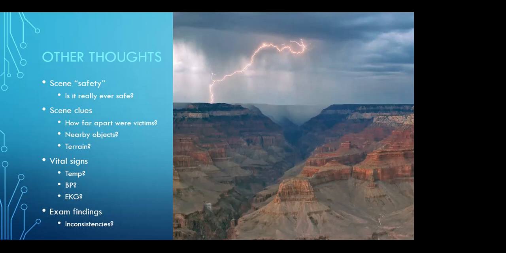Other thing I was thinking about was scene clues. I kind of wish that they had talked more about what the scene was like, what kind of terrain it was, how far apart were the two family members. Was there anything nearby that could have increased their risk of side splash or ground current? I just think it would have been an interesting thing to include. Maybe they didn't have that information, but it would have been interesting to include.